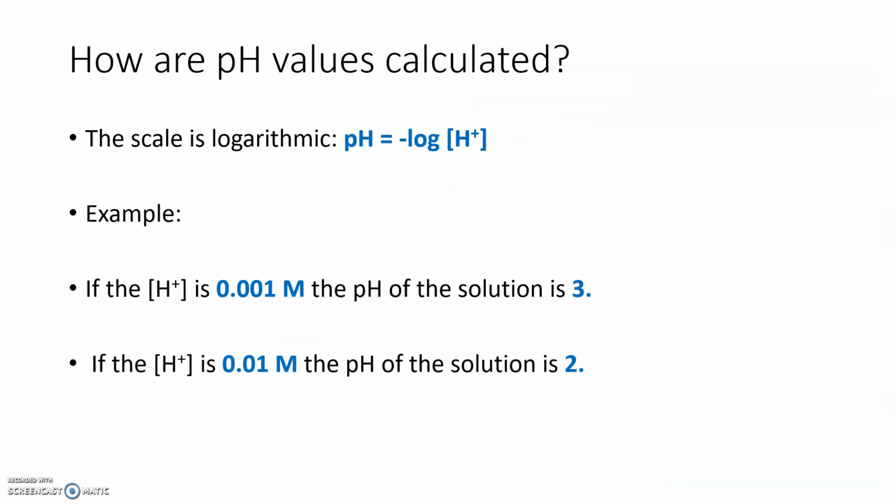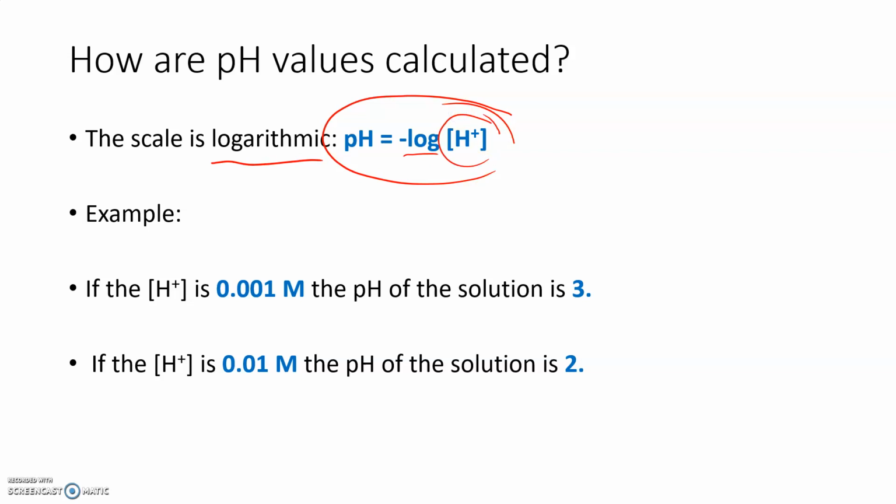Okay, don't panic. I am not going to make you calculate pH values. I'm not going to. But in order to understand where pH values come from and what they really mean, I have to at least show you the equation for calculating pH. The pH scale is actually logarithmic. The pH of any substance is calculated by taking the negative log of the hydrogen ion concentration.